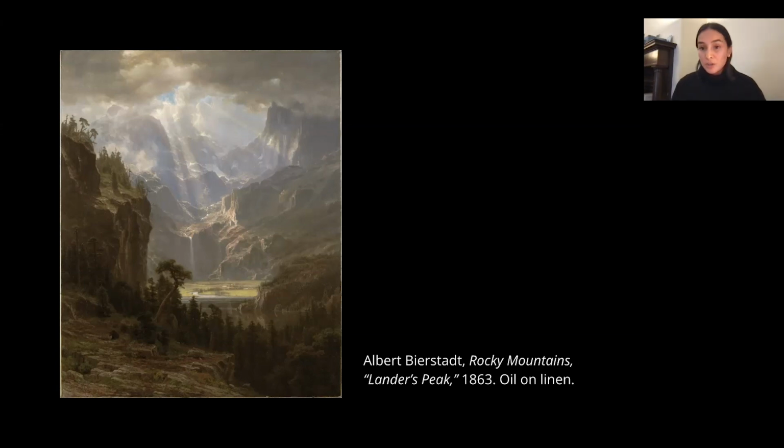Absent from this painting are humans, notably the Native American tribes that the expedition group encountered along their journey, namely the Eastern Shoshone people who lived and continue to live in this region of Wyoming, which is the Wind River Mountain Range.